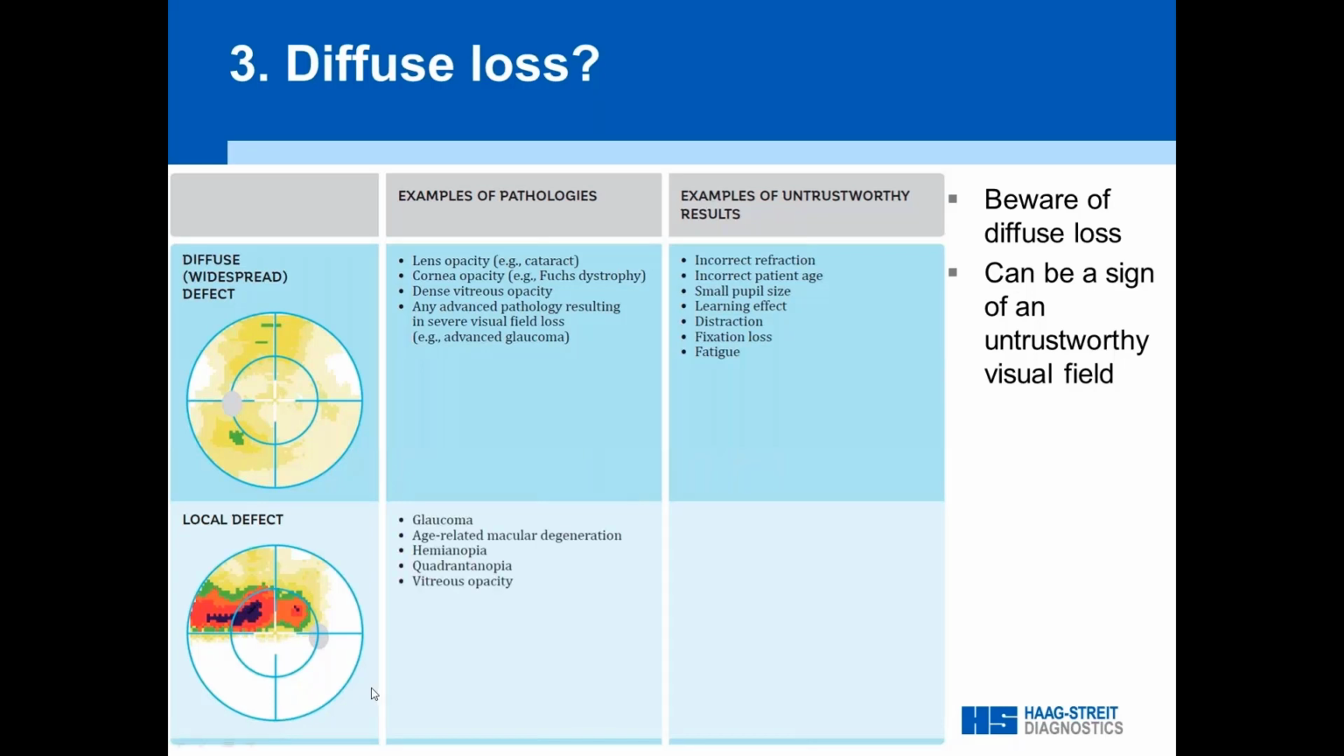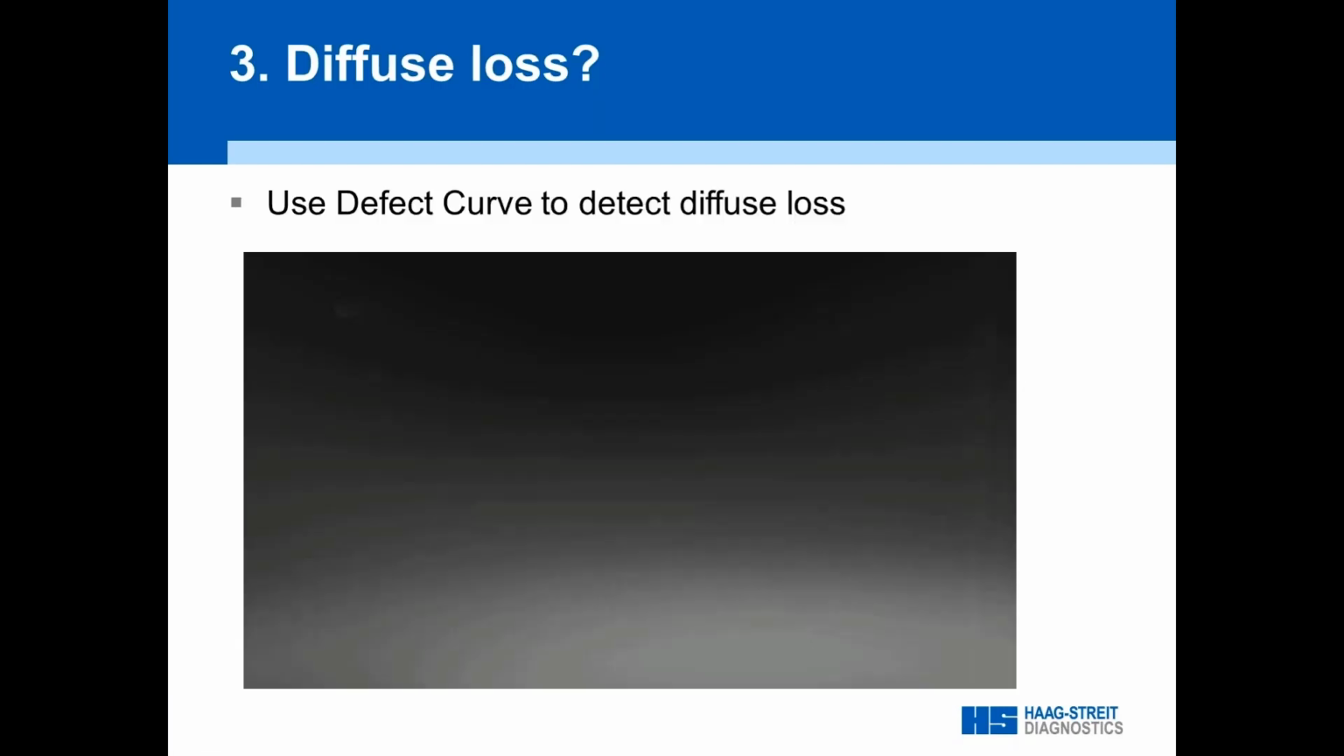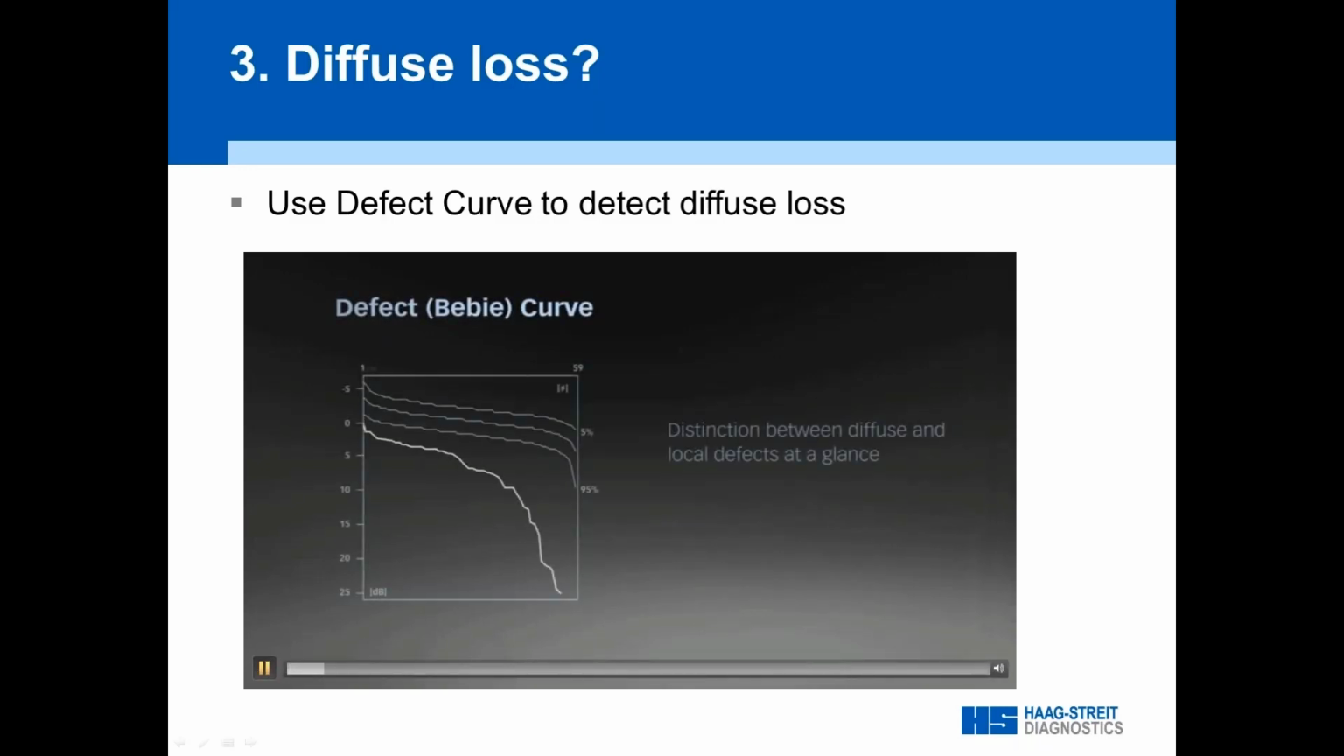And typically we perform visual field testing to find diseases given more localized defects like glaucoma, neuro diseases. And of course, rim and lid artifacts would also be local. But it's really those here that we can find out when we see diffuse loss. And the Octopus makes it really easy to detect diffuse loss because it really takes you 1 second to look at the defect curve and you find the diffuse loss very easily.